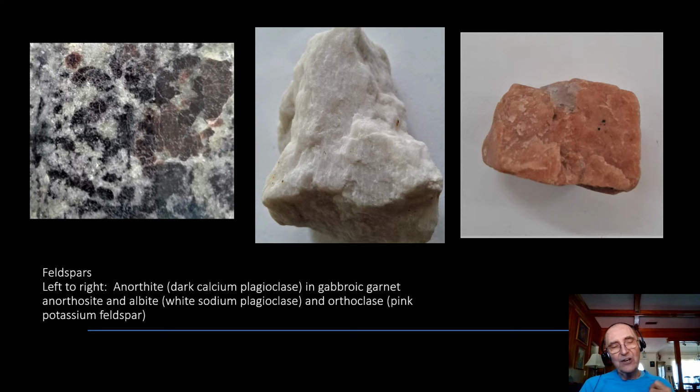The pictures that you see here, the one on the left, is in essence a gabbroic garnet anorthosite. The dark mineral that appears here is anorthite. The picture in the middle shows you a classic example of your white sodium plagioclase feldspar, which is albite. And then the picture on the right shows you an example of orthoclase. In this particular case, it is pink in color, but it could be white or it could be green, etc. This is your potassium feldspar.